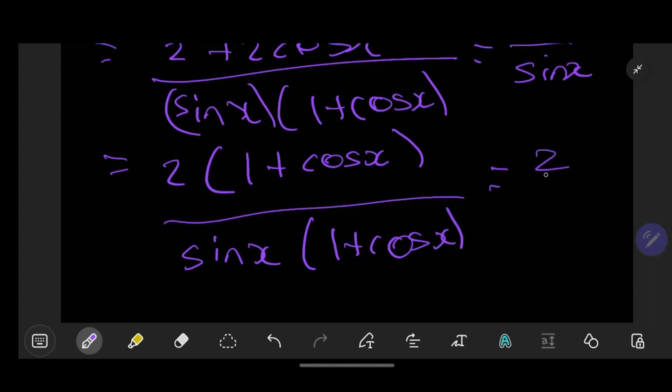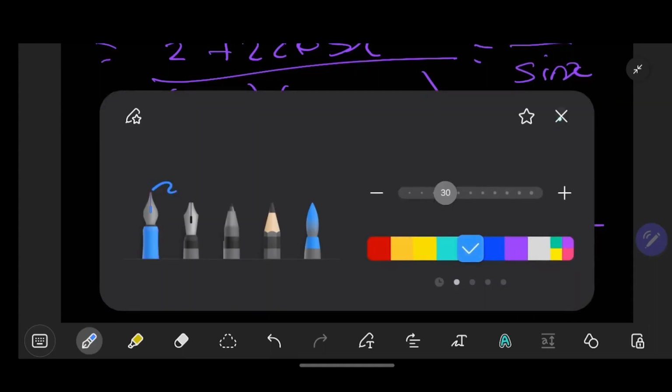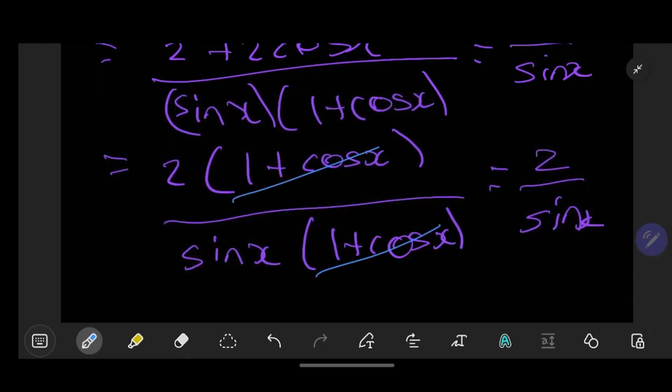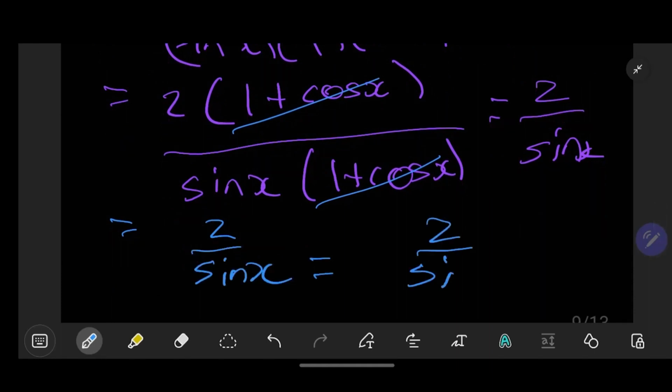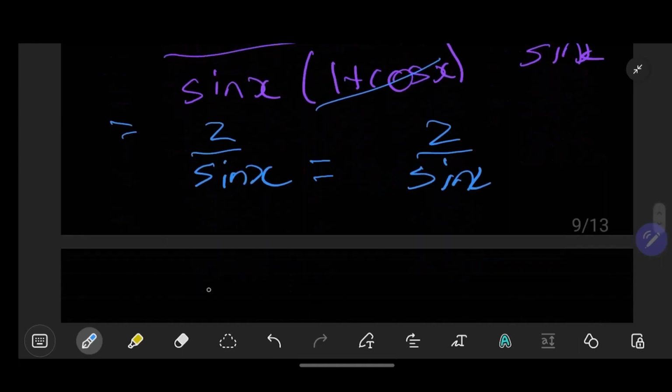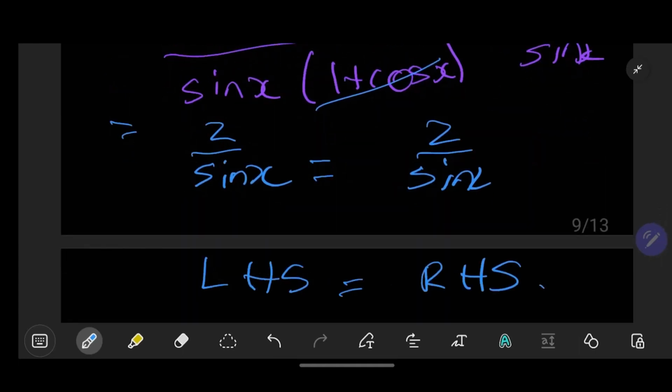We need to show it is 2 over sine of x. And we proved it, right? Because we can now see that that and that cancels. We are now left with 2 over sine of x, which is equal to 2 over sine of x. So our left hand side is equal to our right hand side. And that is our final example on proving identities.